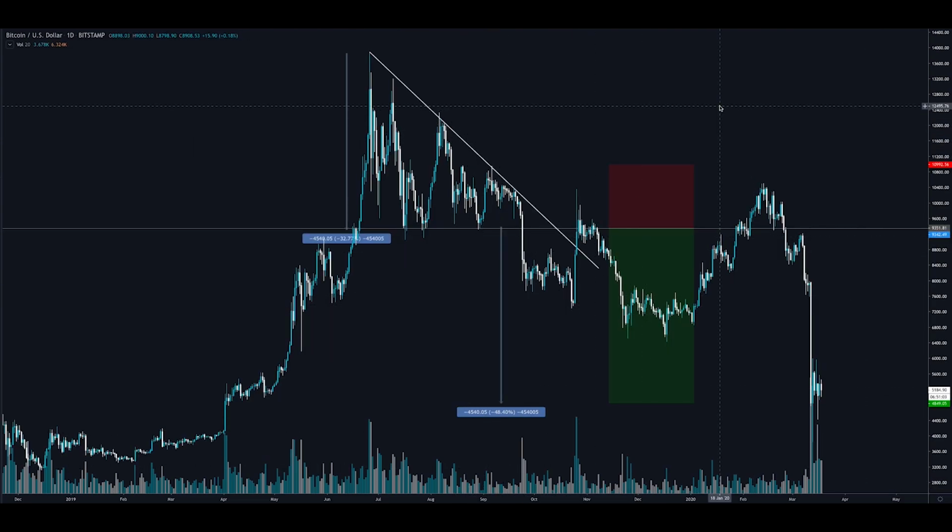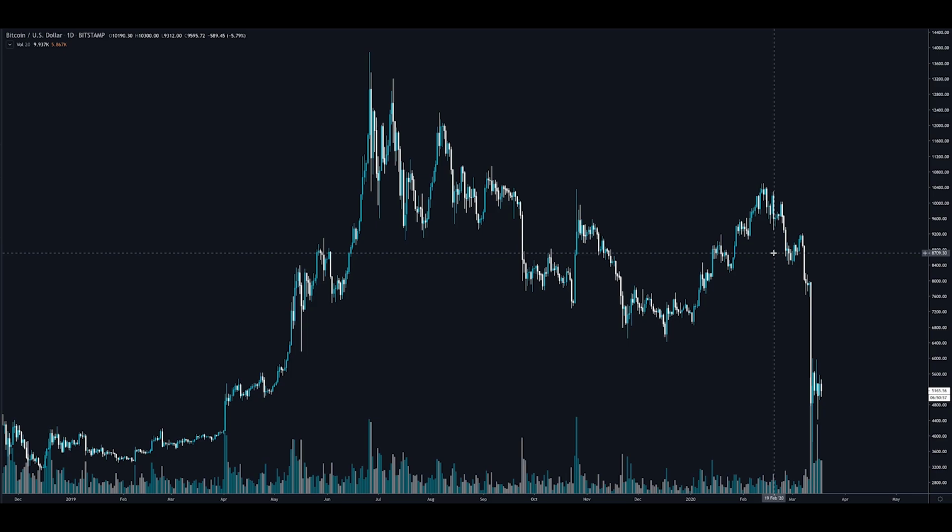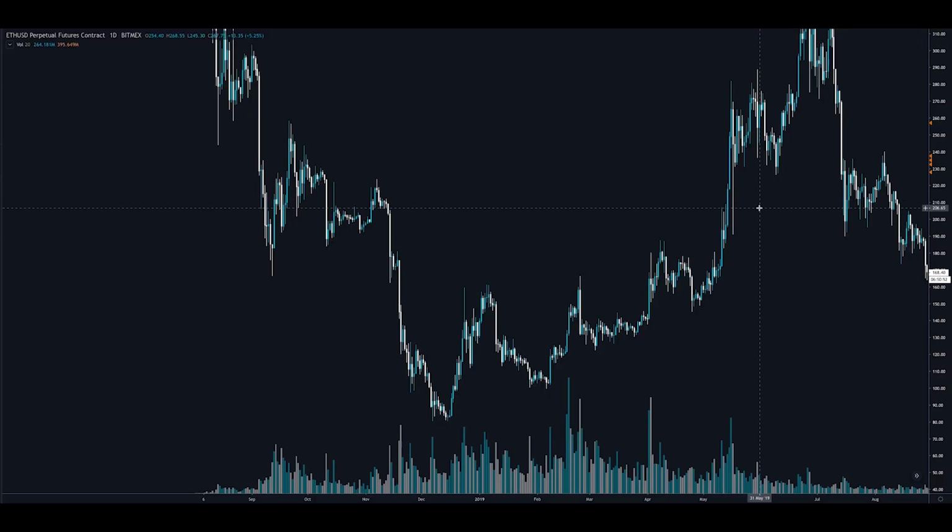Again, we trade pattern completions. We don't anticipate the completion. We trade after it's completed. Great. Let's move on to another bullish reversal pattern on ETH.